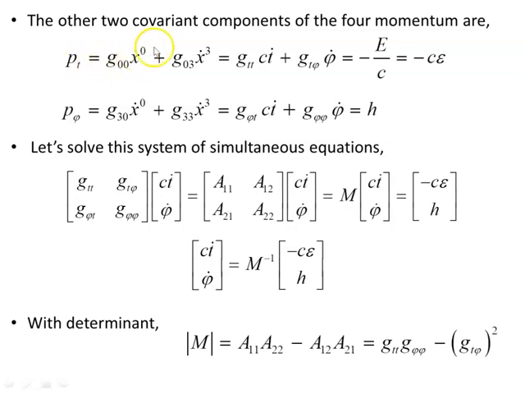We use the metric to lower the contravariant components, x dot 0 and g_03 x dot 3. That's the same as g_tt ct dot plus g_t phi phi dot. And from a previous video, we found that was minus E on c, because that's the time component of the momentum lowered, hence the minus sign there. But we also found in the last video, the one just before this, that this E on c was equal to c times epsilon, the energy parameter epsilon.